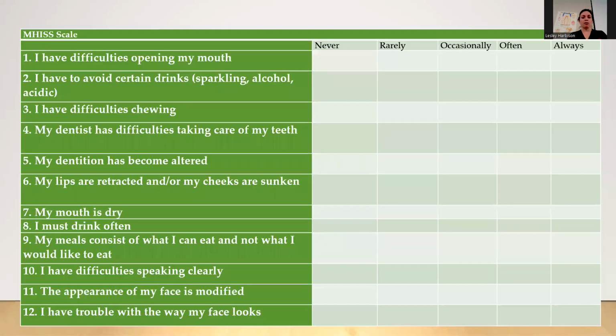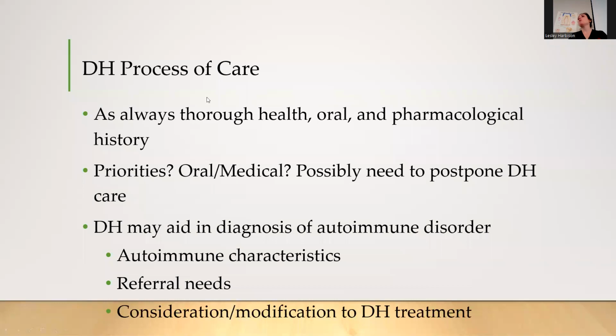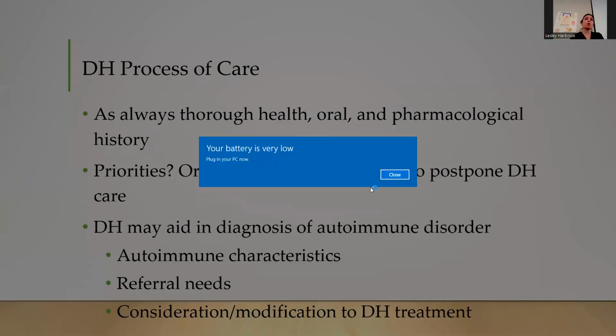Oh shoot, I meant to go back, hold on. So always a thorough health history, oral pharmacological history, priorities, oral, medical, possibly need to postpone care if somebody's in a severe state of something. If they're having a major flare-up, they're probably not going to show up in your chair. But if they do, it's good to consider, especially with something like MS or rheumatoid arthritis, if they're having a big flare, how's that affecting their ability to perform their own oral hygiene care, to sit in your chair for 45 minutes, how's that going to affect all that?